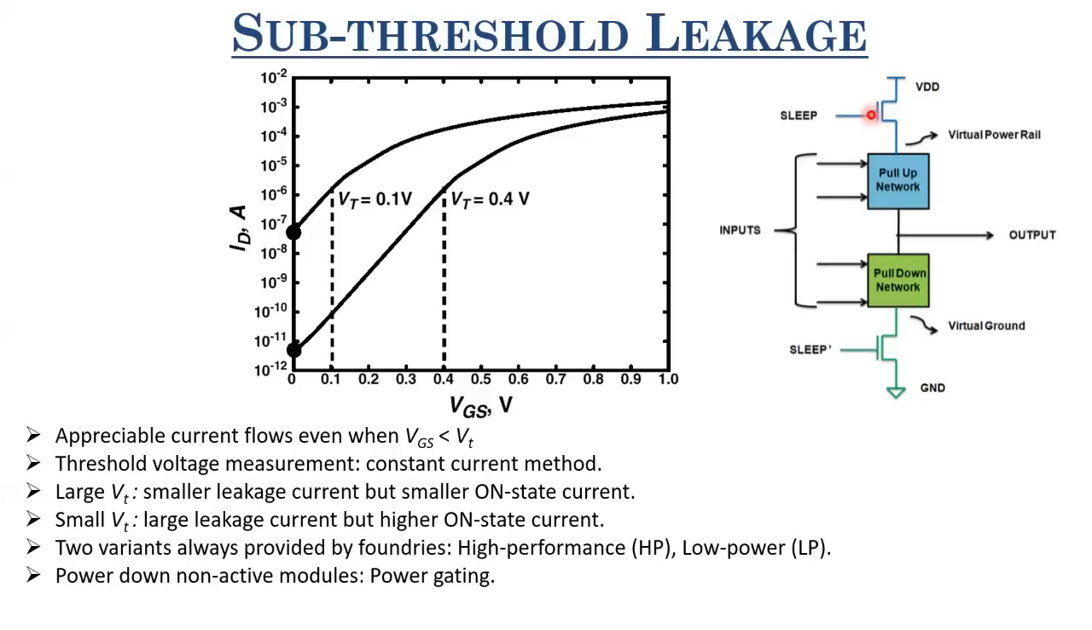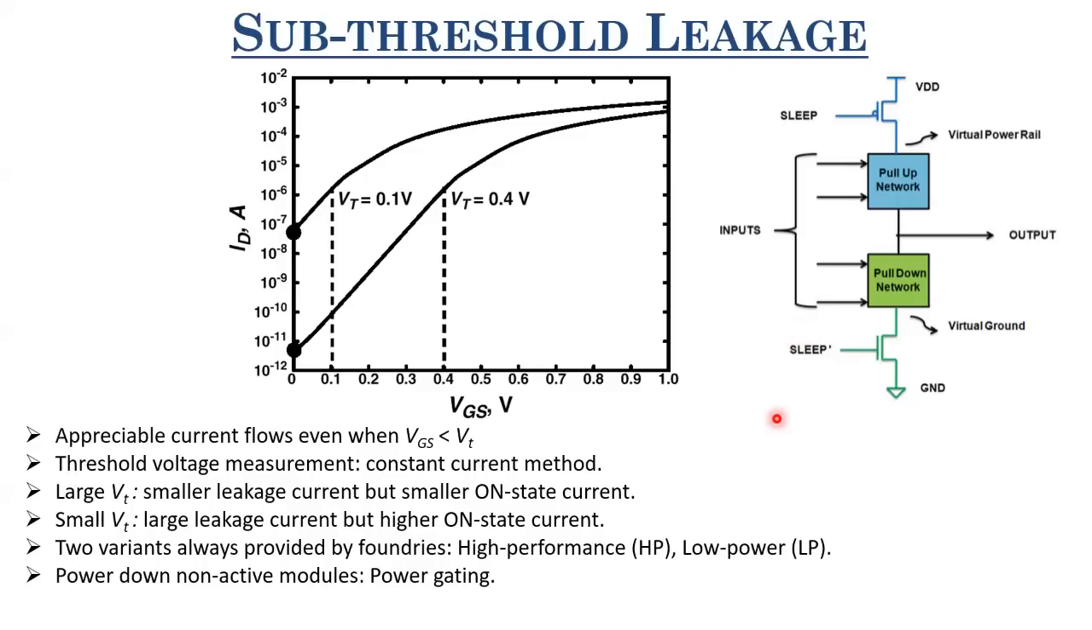When they are switching, the sleep is zero. So when the sleep is zero, this is turned on. This is also turned on because it's sleep dash. Sleep is zero, sleep dash is one. So these are turned on, and this logic circuit, having a pull-up network and a pull-down network, is connected to VDD and ground when it is switching.